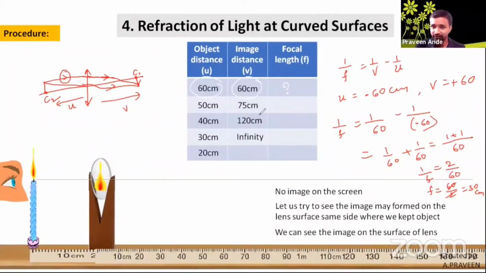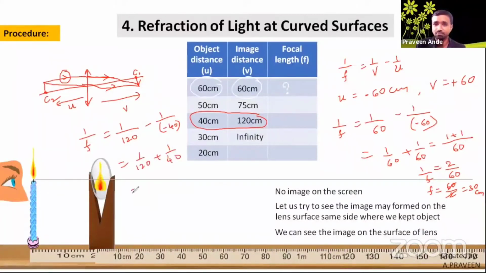You have to check that value by using these two: object distance is 40 centimeters, image distance is 120 centimeters. Shall we find out? Here 1 by f is equal to 1 by v, it is a real image, so 120 centimeters positive, minus 1 by u, which is always negative, minus 40. Then minus minus becomes plus, 1 by 40 plus 1 by 120. Then the LCM is 120. So what will we write here? 1 plus 3, that is equal to 4 by 120.